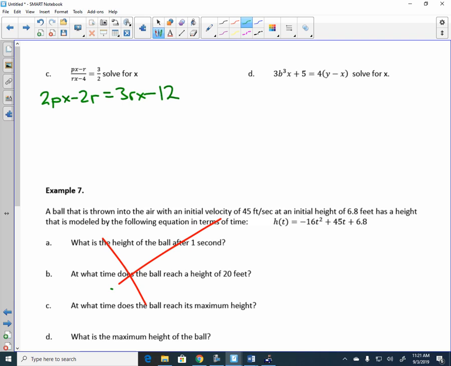Is everybody okay with that step? Now, what I'm going to do is gather all the x's on one side, and everything that doesn't have an x gathers to the other side, even though you can't combine them together. So 2px minus the 3rx, so I subtract that 3rx over, but then I'm going to add the 2r to the other side. It's imperative that everybody is okay with what I just did before we move on. Y'all good?